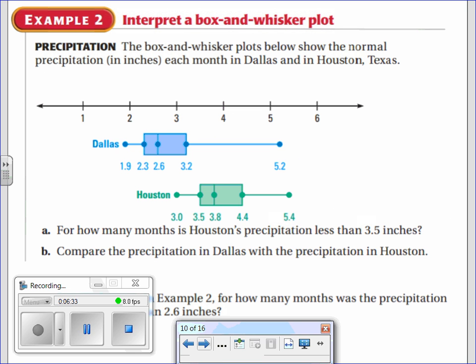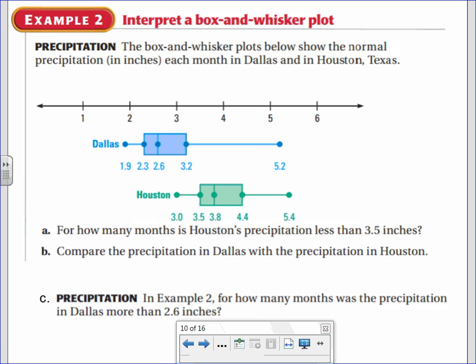So these are box and whisker plots that have already been made, representing rainfall in Dallas in blue and Houston in green. We're going to get asked some questions. It says, for how many months is Houston's precipitation less than 3.5? So we're going to go to Houston, the green box and whisker plot. I'm going to find 3.5, which is here. So basically this right here that I'm highlighting, maybe I should write on it for people watching the video, this stuff right here would be where they're getting less than 3.5 inches.